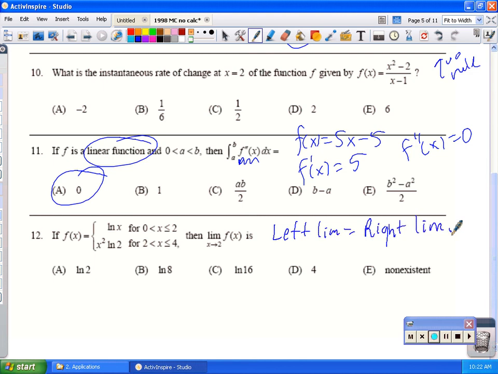So I find the left limit. How do I find the left limit? I find out the value of y on the left-hand side as we come from the left. And so what I find out for the left limit is I get the ln of 2. The question is, is it equal to the right limit? So I substitute 2 into the other piece of the function from the right-hand side. 2 squared is 4, so I get 4 ln of 2. Since ln of 2 is not equal to 4 ln of 2, the left and right limits do not agree, therefore the limit does not exist.